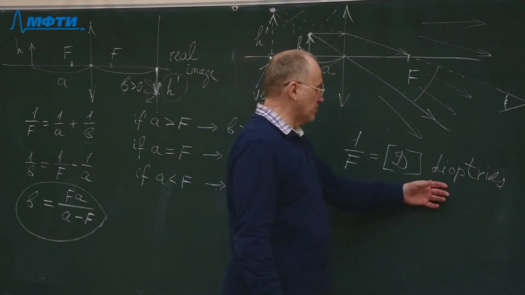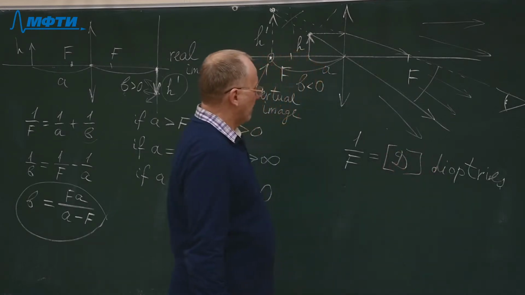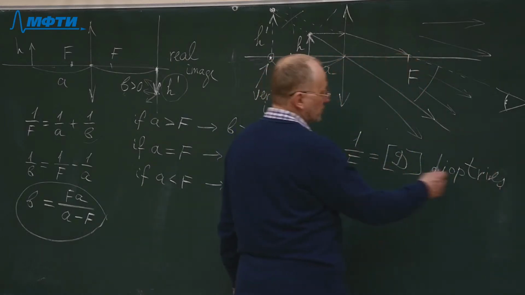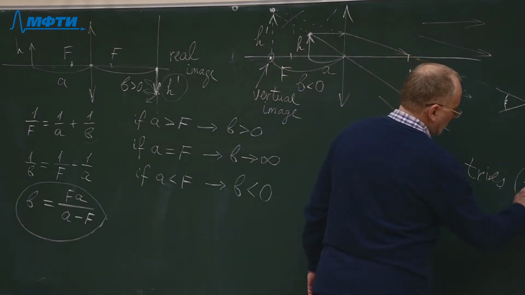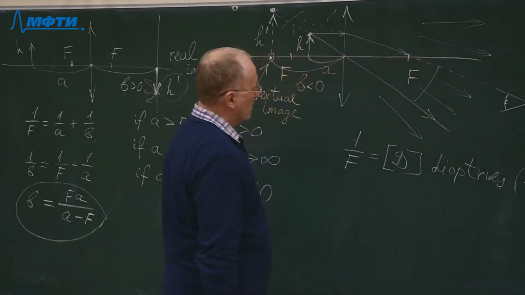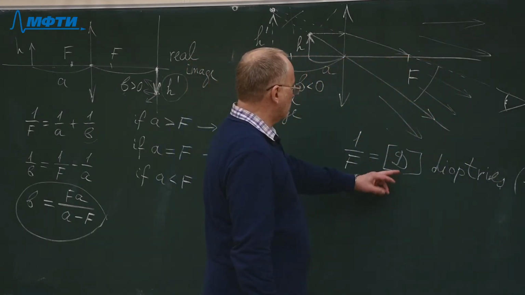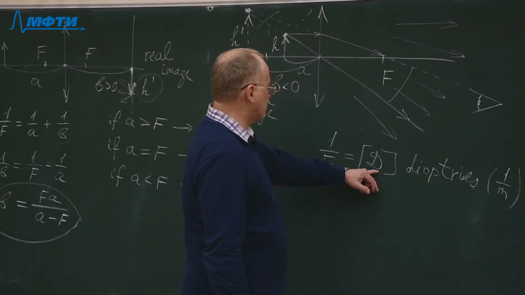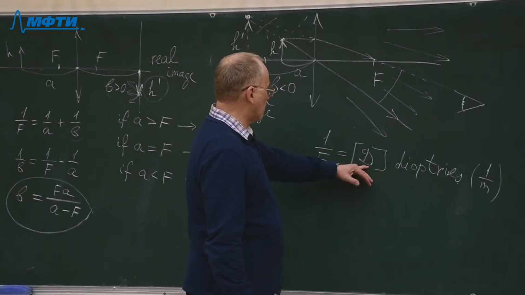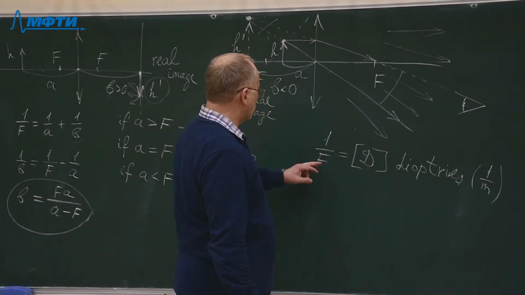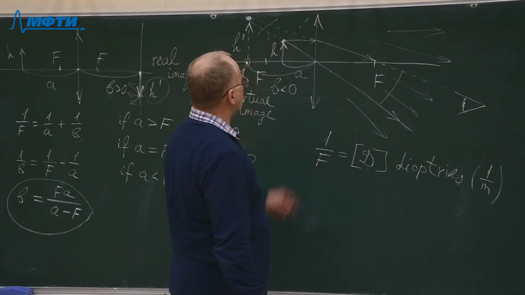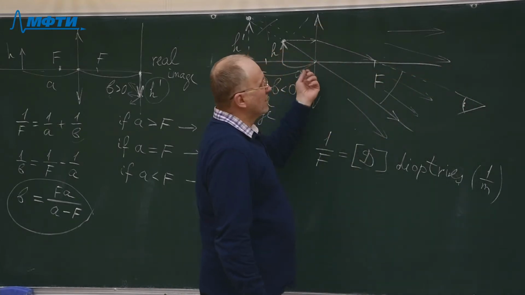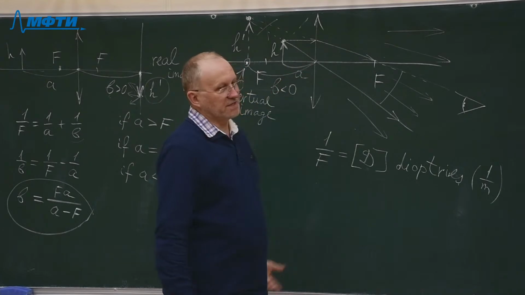5 dioptries. This is actually a dimensionless quantity, which has the name of dioptries, but in many cases the dimension will be just 1 over meter. So you may find more powerful lenses. The more dioptries in the lens, the more powerful the lens, and the smaller the focal distance. If the focal distance is very large, it means that the lens is very thin and very weak, and the power of this lens is very small.